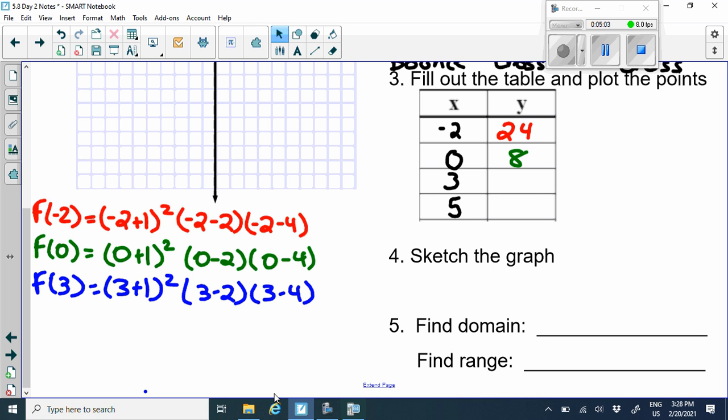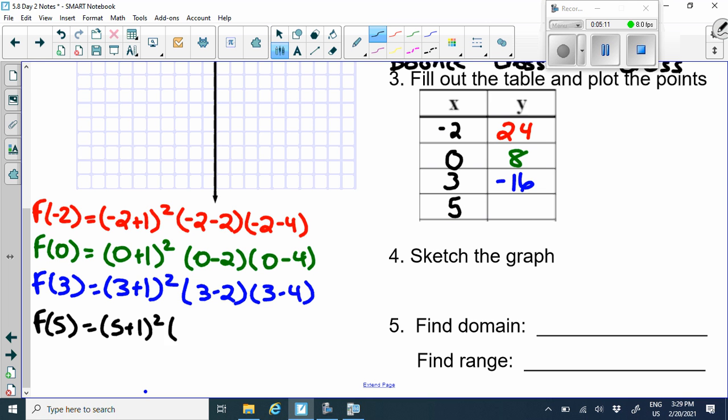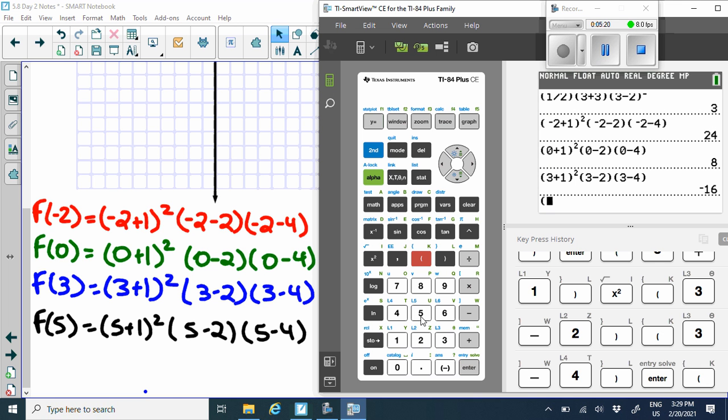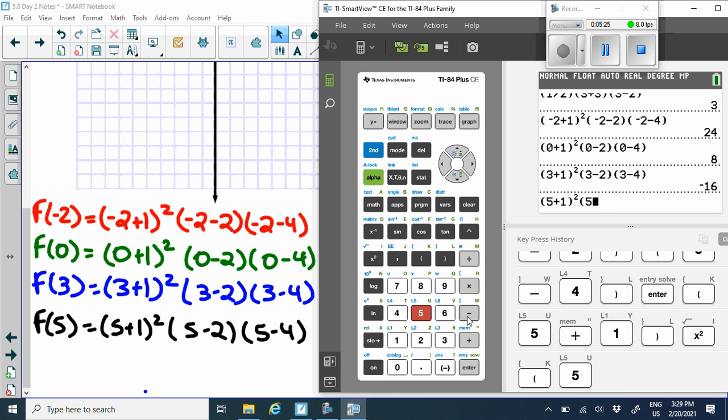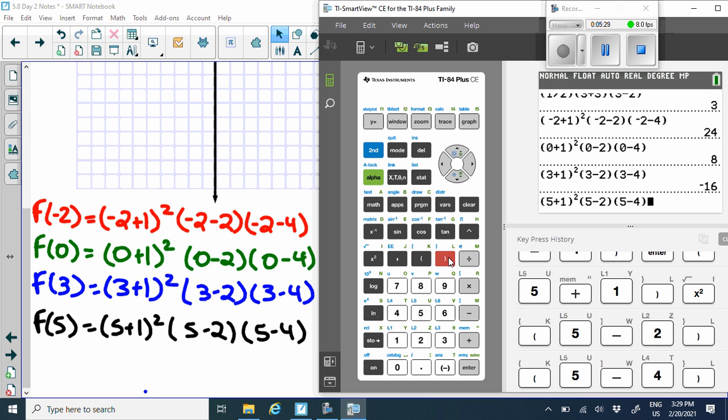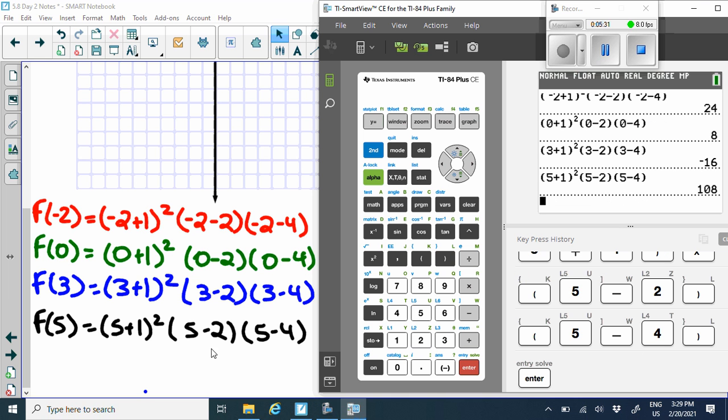Okay, I'm going to plug that in. And then lastly, we have 5. So I do f of 5. So I have 5 plus 1 squared, 5 minus 2 times 5 minus 4. 5 minus 2, and then 5 minus 4. And we get 108 there.